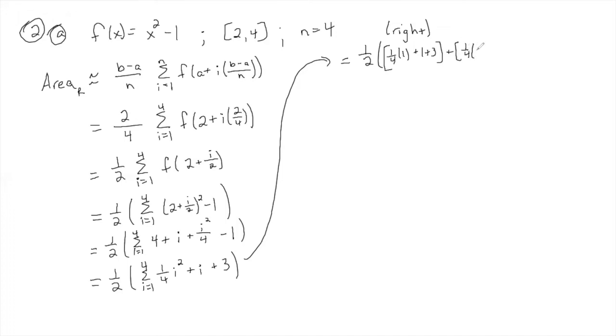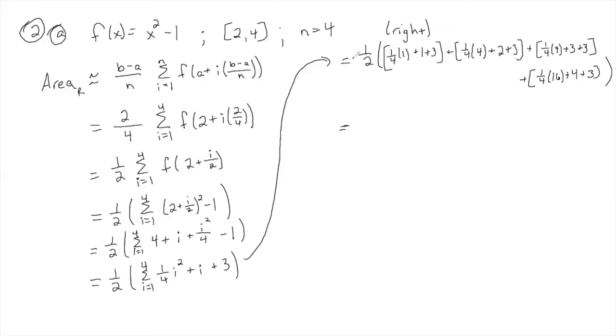1/4 times 2 squared plus 2 plus 3, plus 1/4 times 3 squared plus 3 plus 3, and 1/4 times 4 squared plus 4 plus 3, right? All I'm doing is taking 1, plugging it in for i, 2 plugging it in for i, 3, and 4. Now I have to just add these all up.